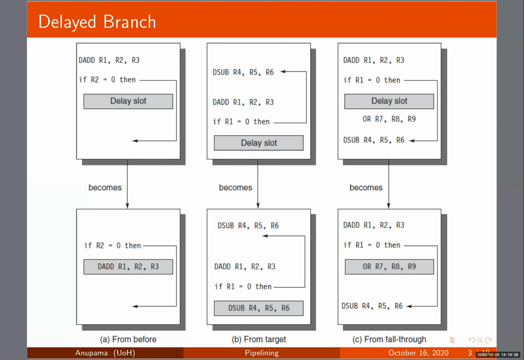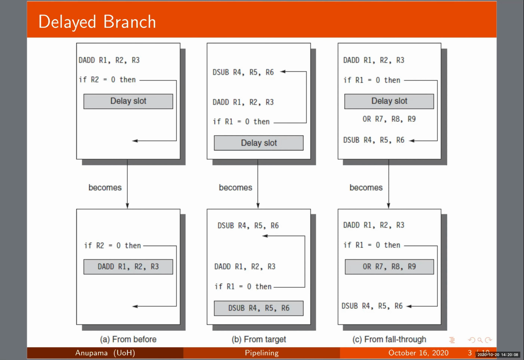And the point of delayed branches is that this particular slot is called the branch delay slot. How do you make sure that this slot is utilized effectively, so that you don't actually have to convert that fetched instruction into a no-op? That is the main idea behind delayed branch.